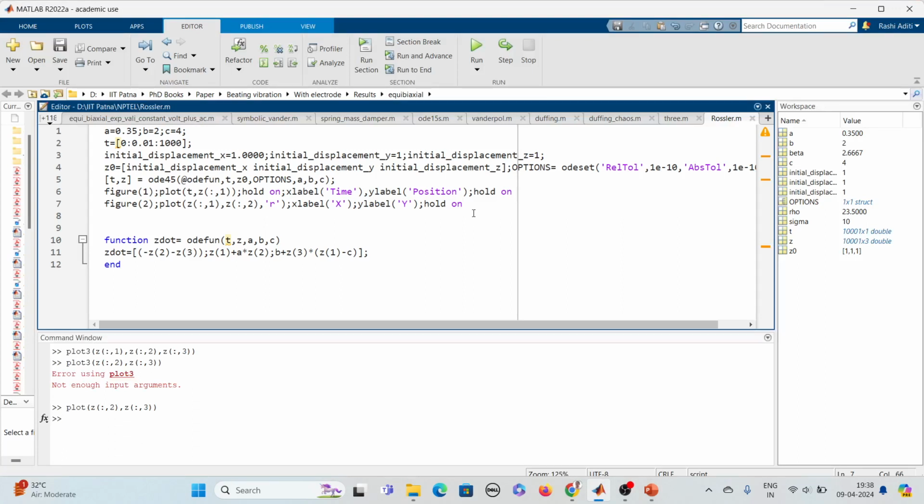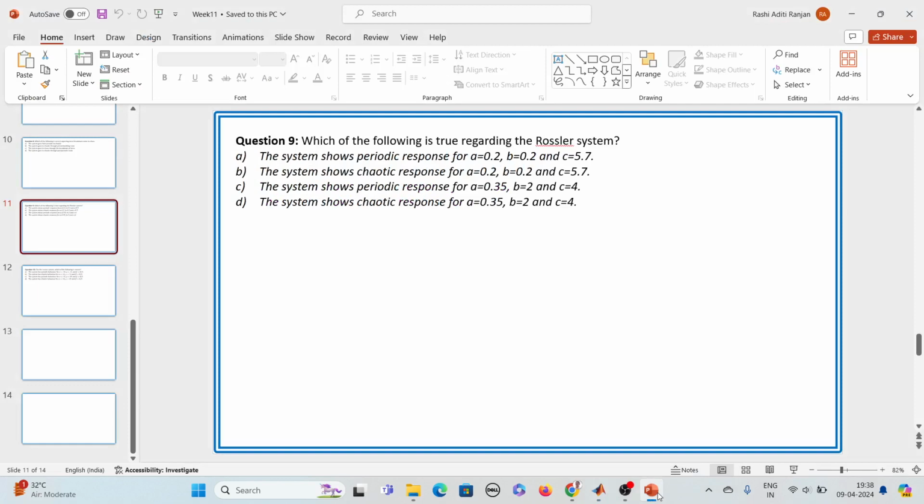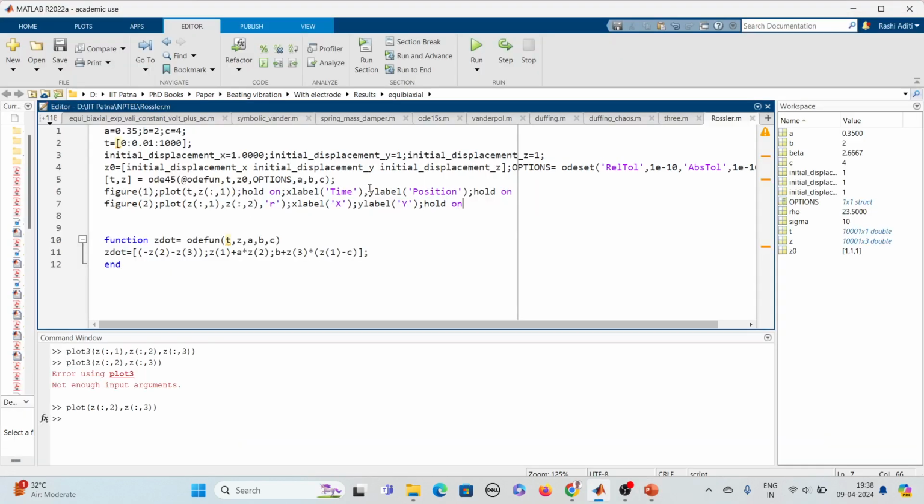First we'll see what the parameters are in the first option. We have A as 0.2, B as 0.2, and C as 5.7. So I'll just put A as 0.2, B as 0.2, and C as 5.7. I've taken my initial conditions as 1, 1, 1.